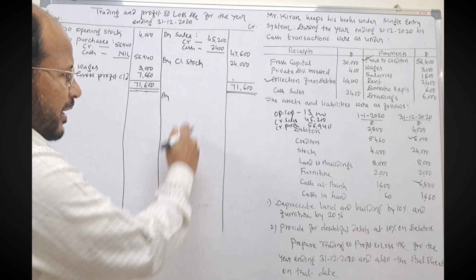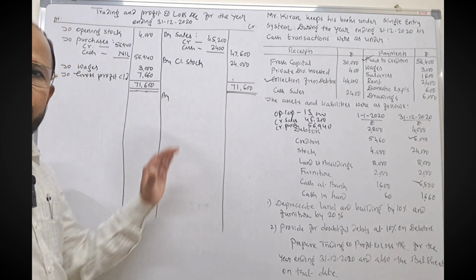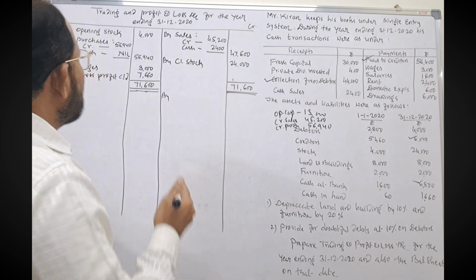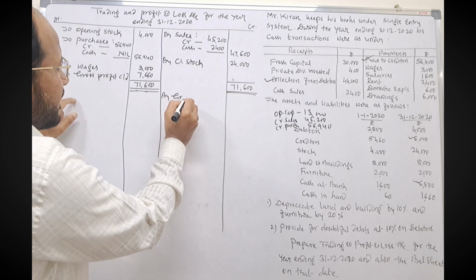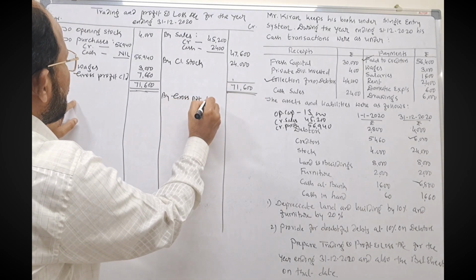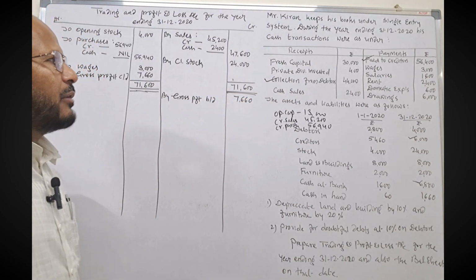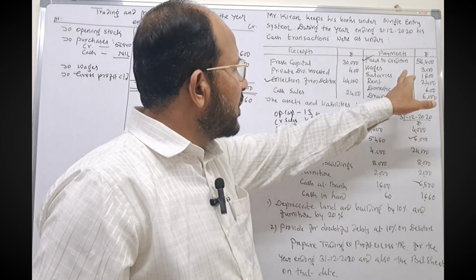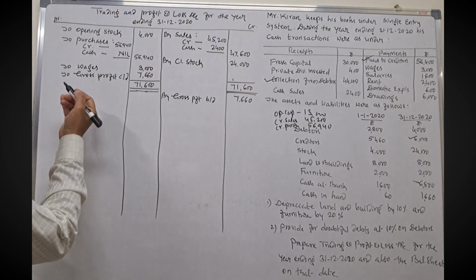Now we'll prepare the profit and loss account. The next part is the profit and loss account. How do we prepare it? It begins with the result of the trading account. What is the result of the trading account? Gross profit. If gross profit is there, that we take on the debit side. Gross profit brought down, how much? 7,660.